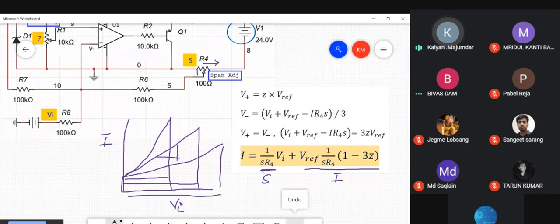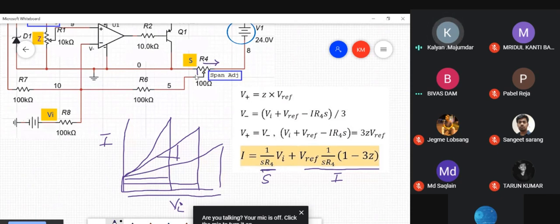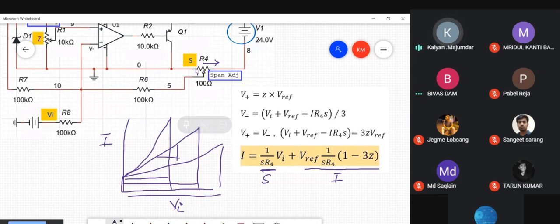So you find that the span of the transmitter depends upon the fraction S. The fraction S depends upon the setting of the wiper of this potentiometer. So by changing the position of the wiper of the potentiometer, you can change S, you can change the slope of the input-output characteristics, or you can change its span. That is why this is called the span adjustment.